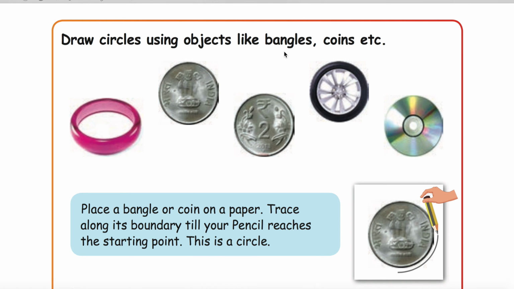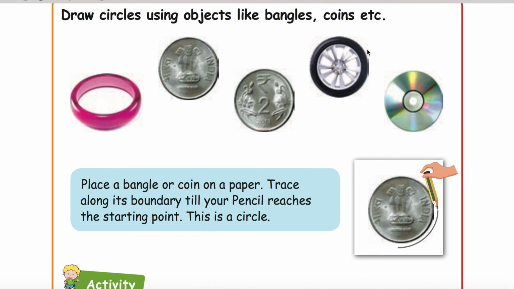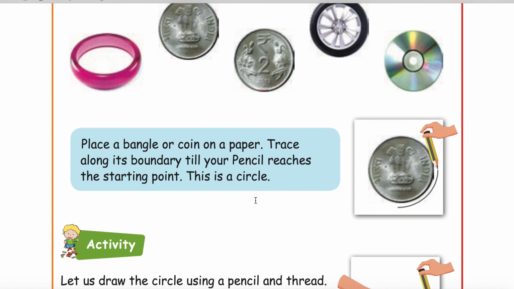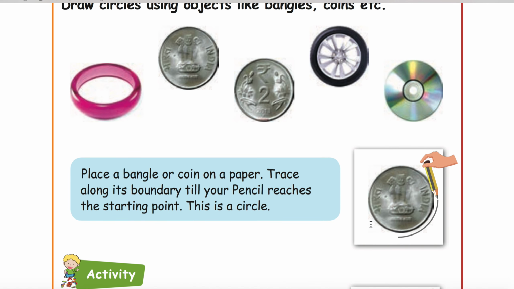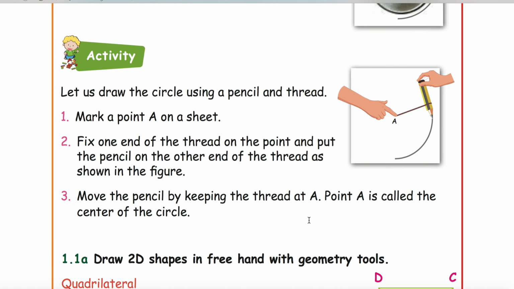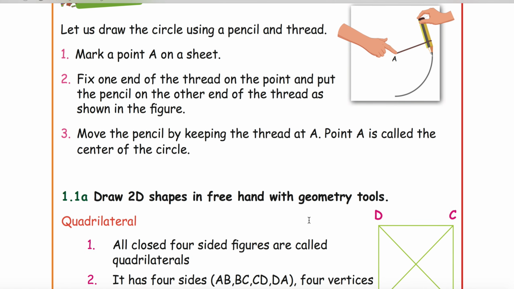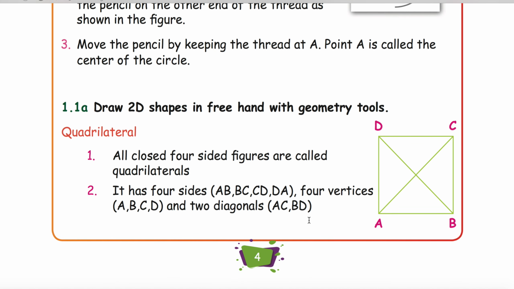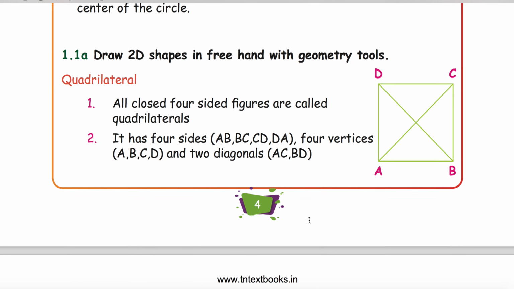Draw circles using objects like bangles, coins, etc. Place a bangle or coin on a piece of paper, trace along its boundary till your pencil reaches the starting point. Yeah, it becomes a circle. I hope everybody knows this. These activities you do whenever you get leisure time.